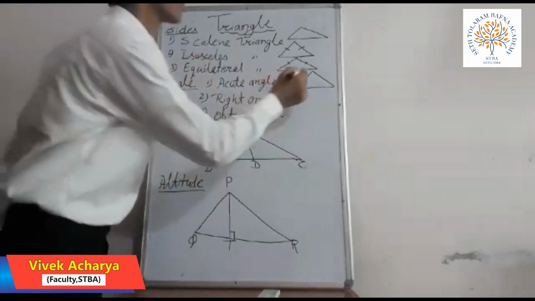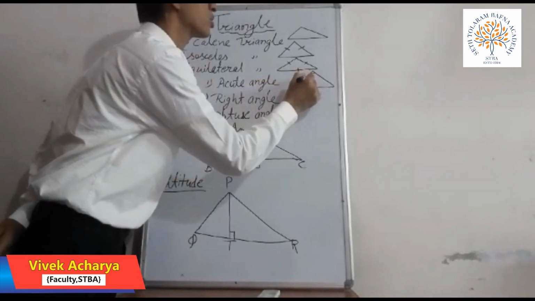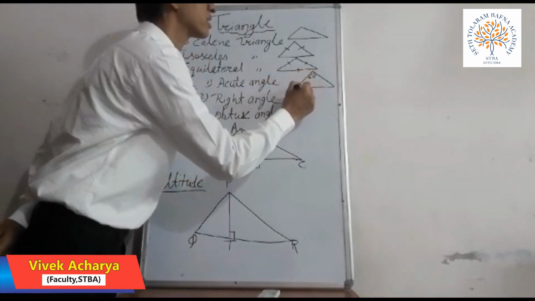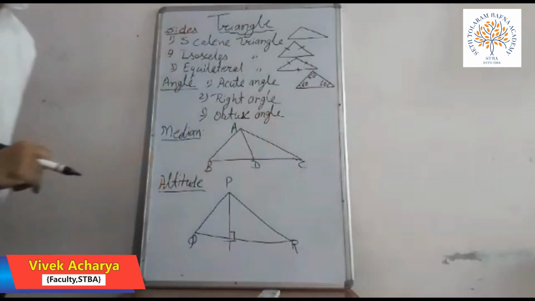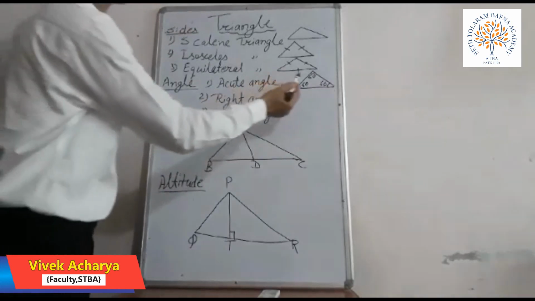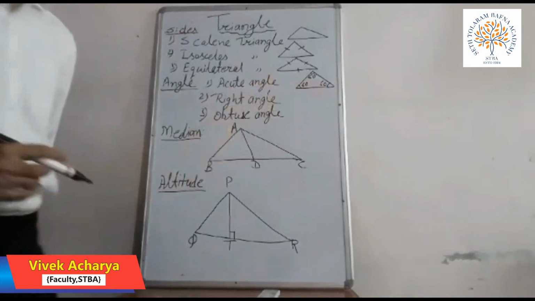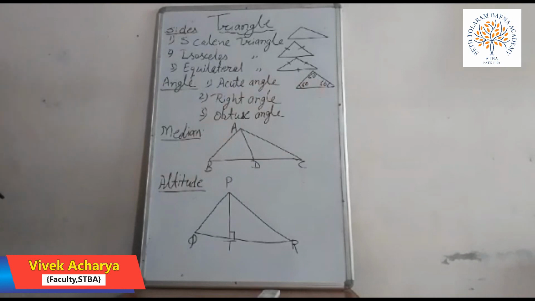We can make angles 60, 60, 60 also. All three angles 60, 60, 60. These are also acute. We can take any other values, but that must be less than 90 degree. Then it is a acute angle triangle.